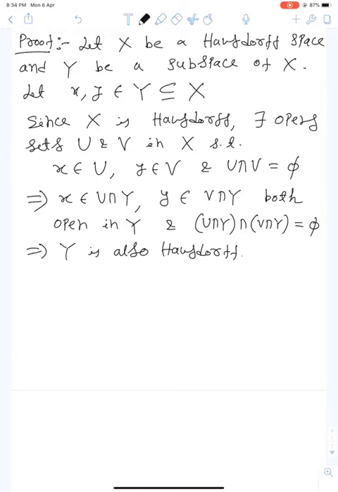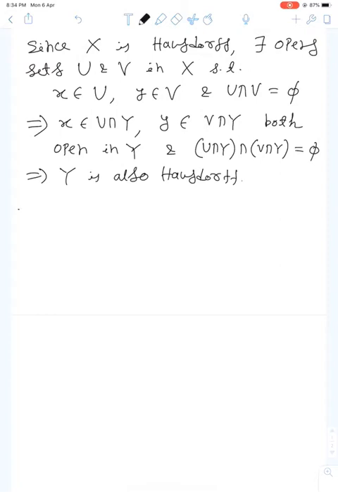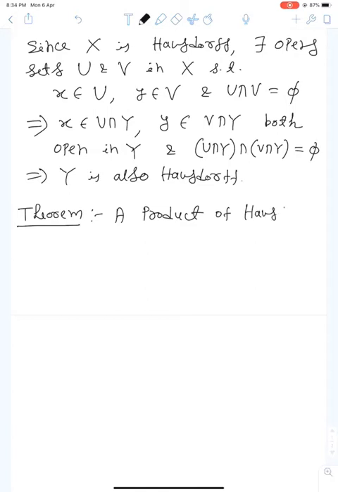Now the next theorem is that a product of Hausdorff spaces is also Hausdorff. Now there is the next theorem. So a product of Hausdorff spaces is Hausdorff.